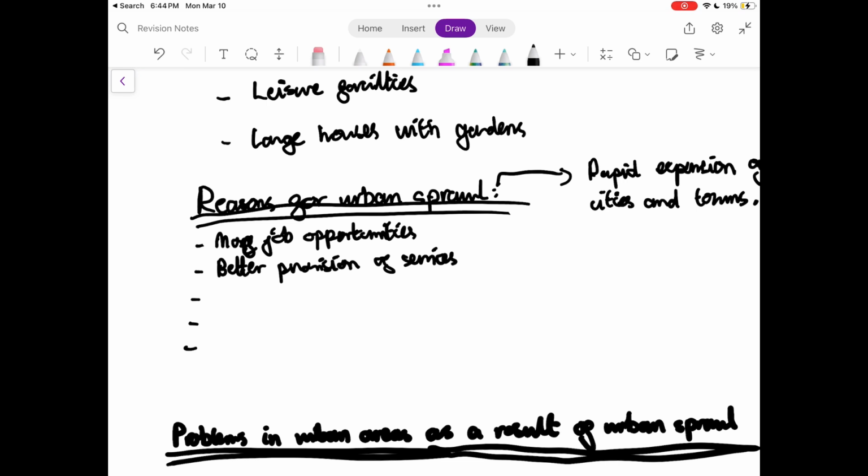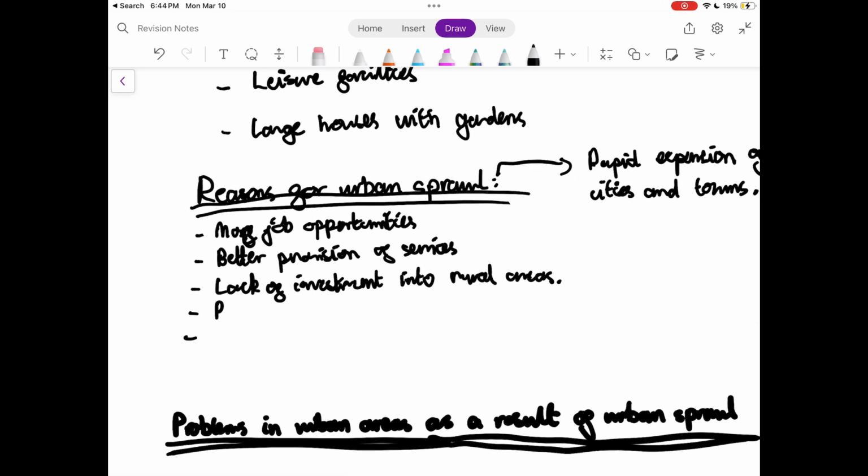There's also a lack of investment into rural areas. Because there's a lack of investment into maybe healthcare, education, and maybe retail parks and industrial centers in the rural areas, people will be more likely to migrate to urban areas for a better quality of life.